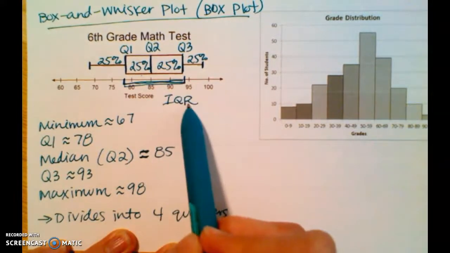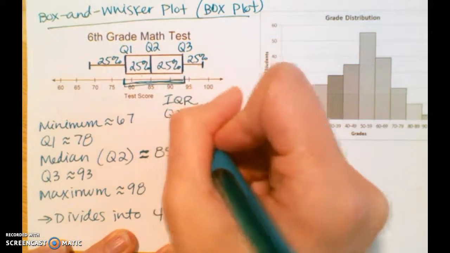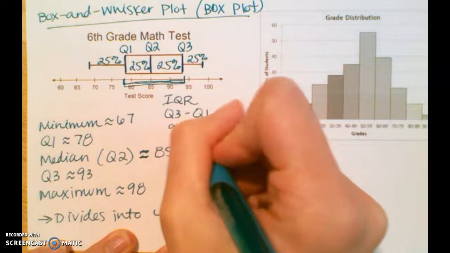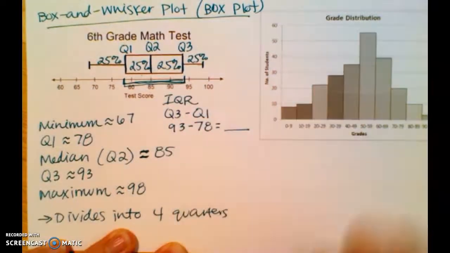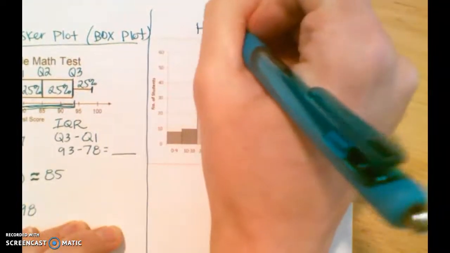That IQR, remember to find that, just as a review, you take Q3 and subtract Q1. So that would be 93 minus 78 if we wanted to find the IQR. And last of all, we have a histogram. So this is called a histogram.